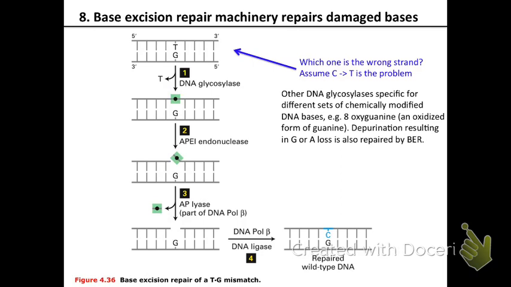So there are other DNA glycosylases that are specific for other sets of damages. So, for example, there is a DNA glycosylase that is specific to recognition of 8-oxyguanine. This is basically an oxidized form of guanine. And so also depurination, which means just loss of G or A from the DNA, is also repaired by base excision repair. Any questions about this?